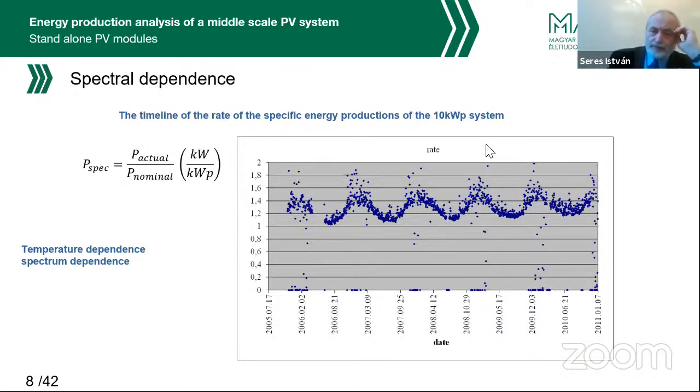That means that the energy produced by 1 kilowatt peak of polycrystalline modules was divided by the energy production of 1 kilowatt peak of amorphous silicon. And what we could see, this is data from many years, is that there is a seasonal effect in this function.